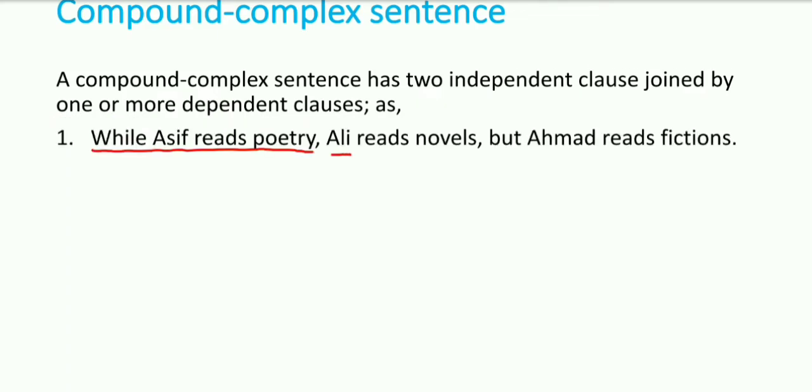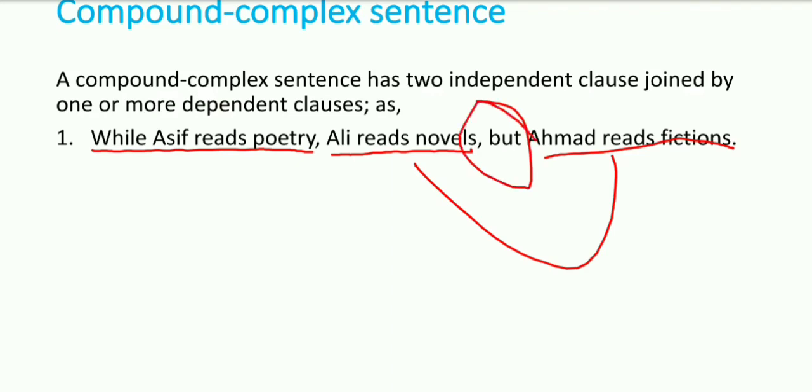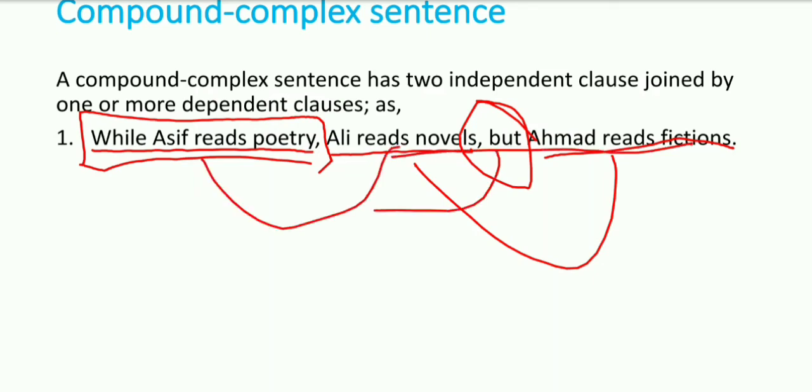two independent clauses: one is Ali reads novels, and the second is Ahmad reads fiction. Both of these clauses are made by a coordinating conjunction, and we have here the third clause, which is the dependent clause, "While Asif reads poetry." This is also joined to the sentence with the clauses. So the whole sentence is called a compound complex sentence.